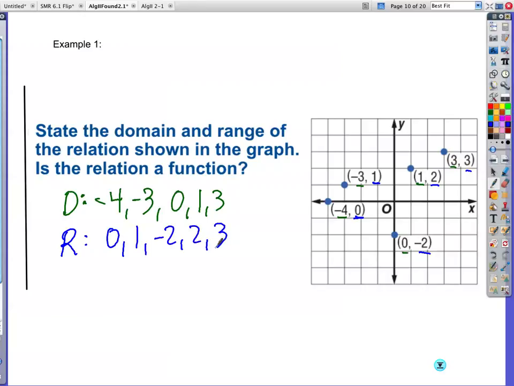Is this a function? The easiest way, I think, when you've got a graph, go with the vertical line test. Let me see. Got my vertical line hanging out over here. Use me. I think we're good. The line only passes through one point at a time, and it never passes through two points at a time. So we are golden on this. So is it a function? Yes.